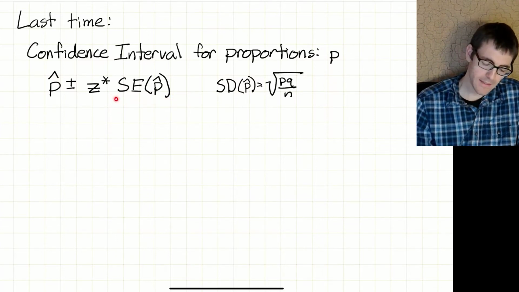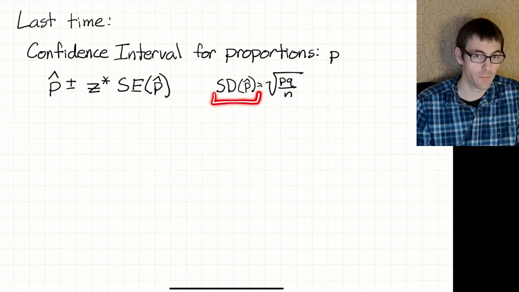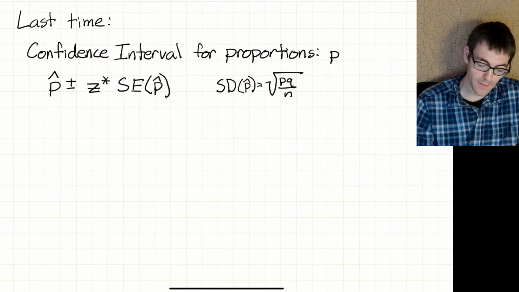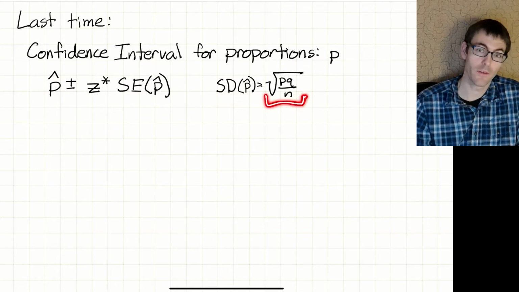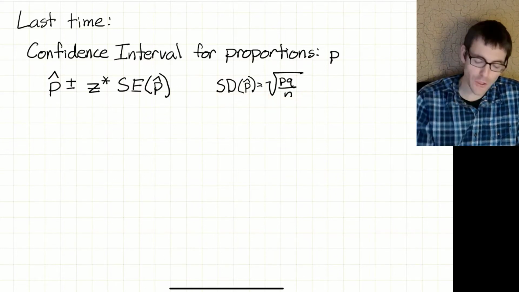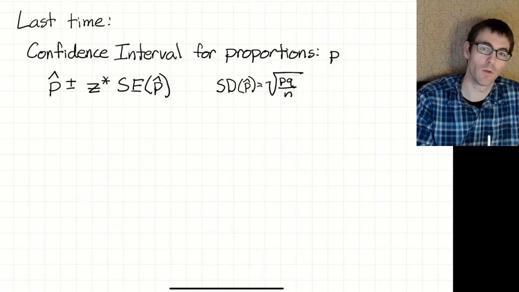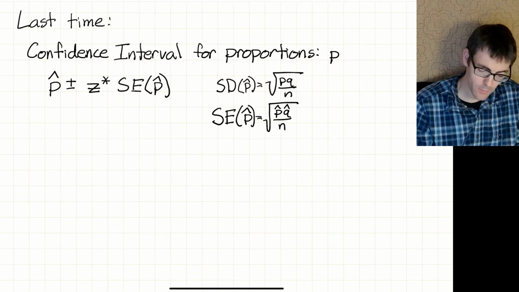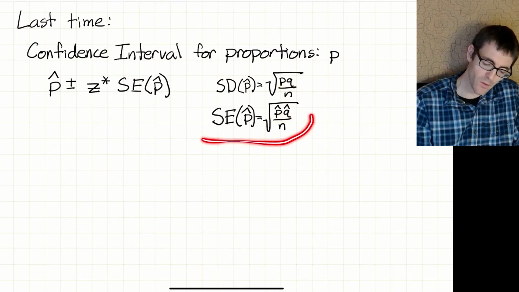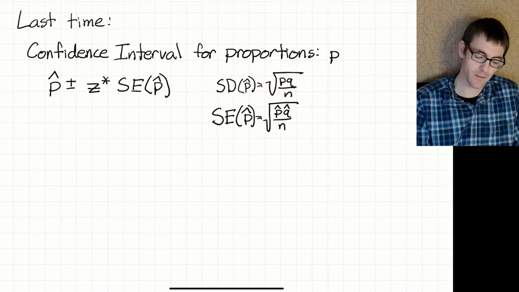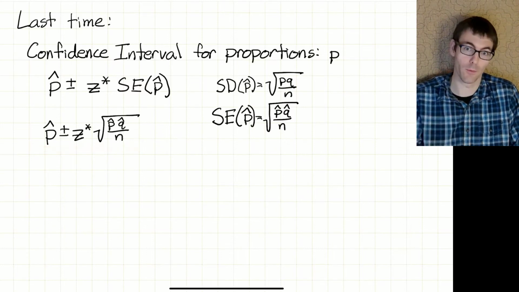Now, the standard error is the estimate, as our best guess, for what the standard deviation should be. So we worked out that the standard deviation for this sample proportion should be the square root of p times q over n. We don't actually know p and q, so we're going to estimate those things based off of what our sample was. That estimation takes the form of replacing p and q with the samples that we see. So then we get this thing that we call the standard error, which is the estimate for the standard deviation. So then we get this final formula for the confidence interval for proportions.